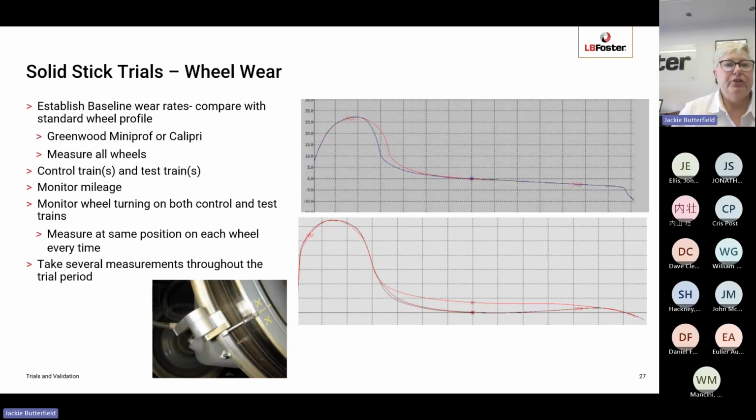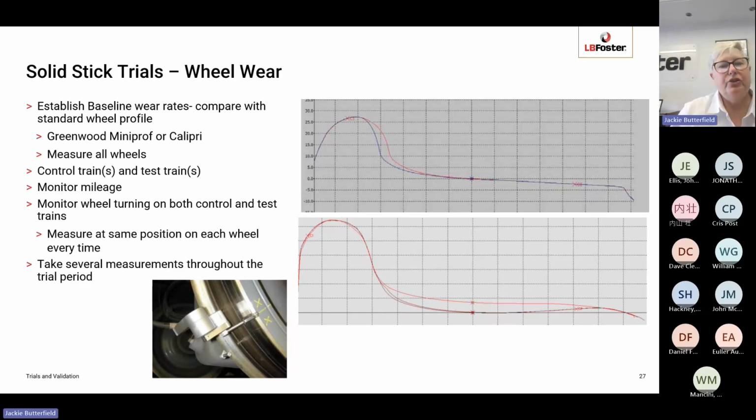Monitor the mileage for each. Monitor also the wheel turning on both vehicles. Obviously, if you turn a wheel during the trial, then that kind of skews the results. So you need to eliminate any turned wheels from your analysis.